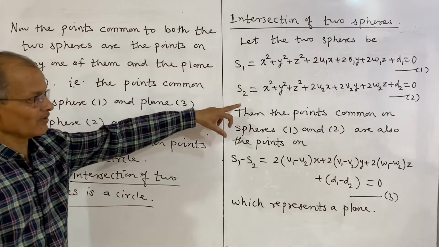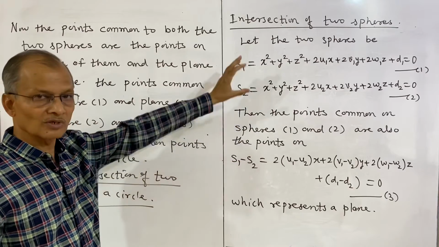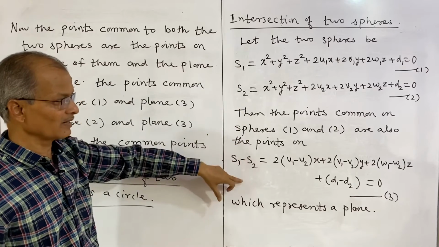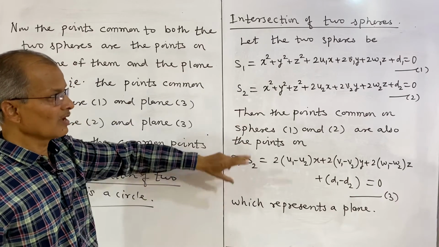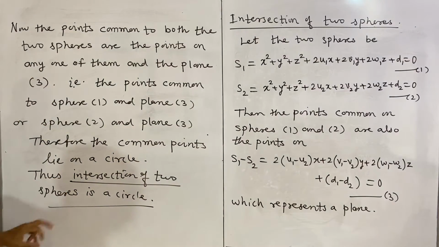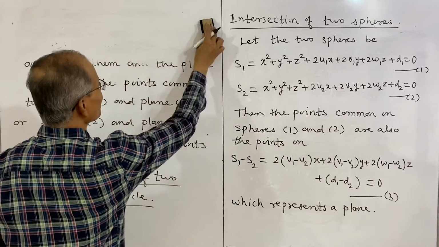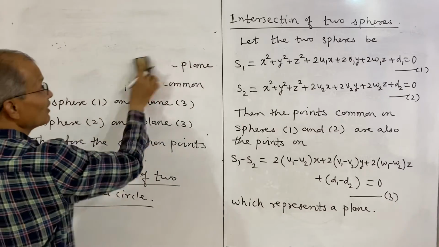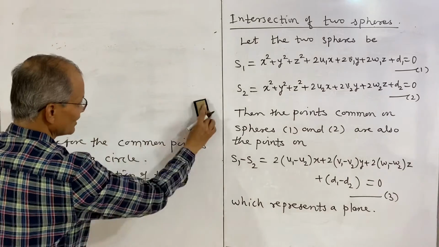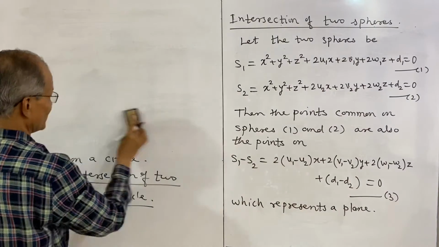So in this way we have taken two equations of sphere and their difference is a plane. So intersection of two spheres is either common points of 1 and 3 or common points of 2 and 3. But in any case sphere and plane represents a circle, and therefore intersection of two spheres is a circle. So thus we have seen intersection of plane and a sphere and intersection of two spheres both represent a circle. Now we shall obtain equation of sphere in diameter form, or that is sphere with given diameter.